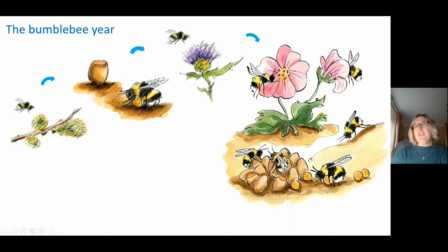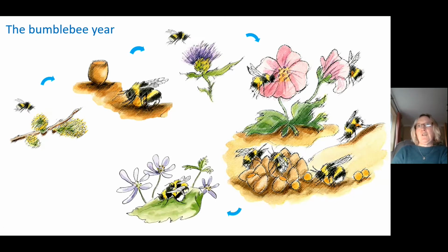And then towards the end of the nest cycle, changes occur within the nest and the queen will start to lay eggs, which won't now turn into worker daughters, but instead will turn into male bumblebees and new young daughter queens. When they hatch, the males will leave the nest, never to return. So they don't go back to the nest.